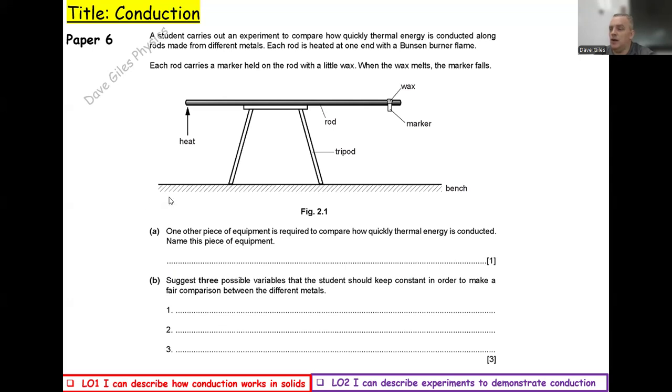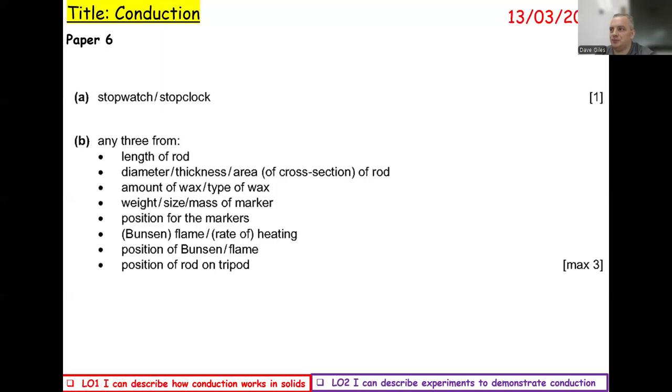So they include the length of the rod, how thick it is, make sure you always put the same amount of wax on, make sure you use the same markers throughout. If one's heavier than the other, it'll make a difference. It's got a different surface area. Make sure you give it the same amount of thermal energy. Those are the main ones. I'll put a mark scheme on.